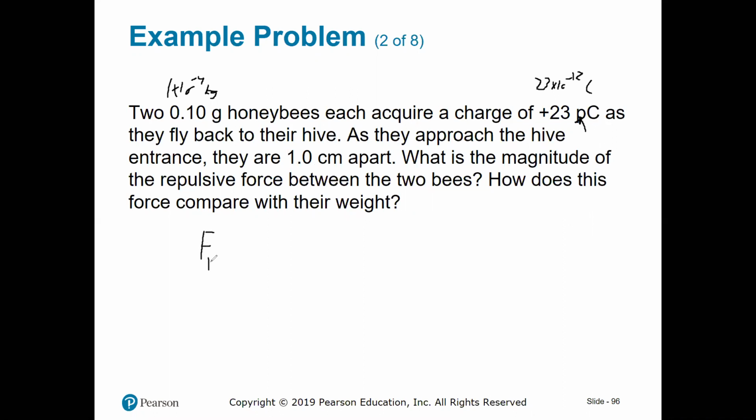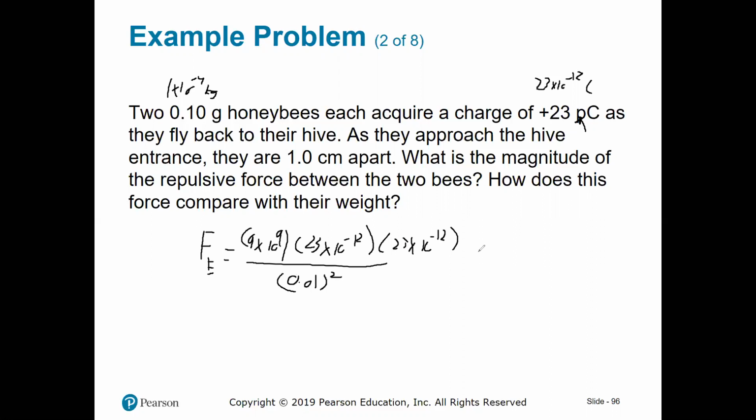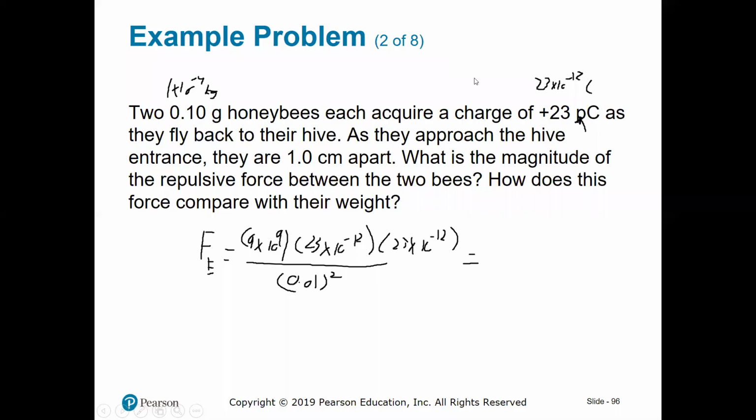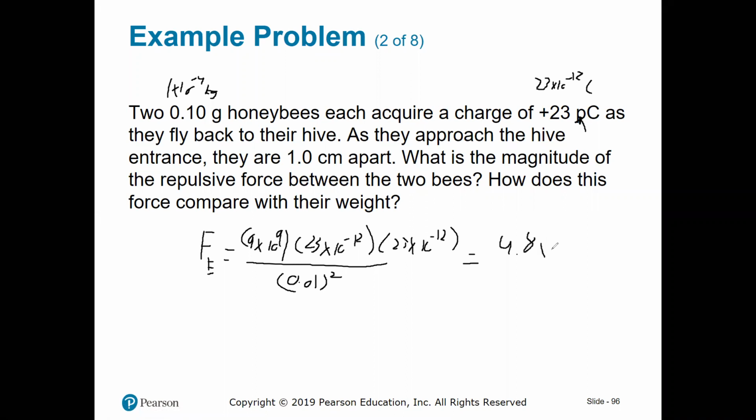So we're just going to use Coulomb's law. So we have 9 times 10 to the 9. And then basically we have 23 times 10 to the minus 12 for both of these. And the 1 centimeter apart in the bottom. And this comes out to be 4.8 times 10 to the minus 8 newtons.